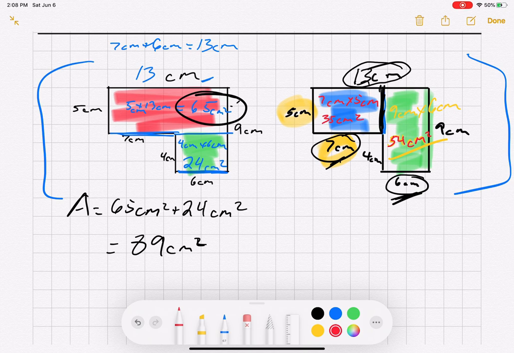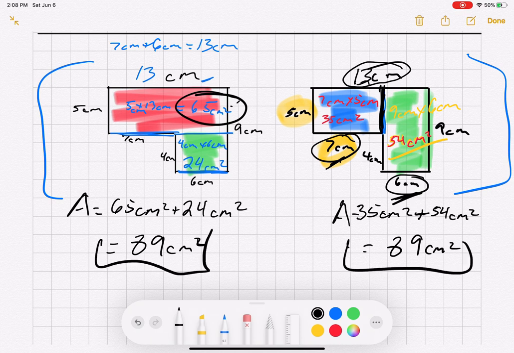35 centimeters squared. And now we're going to figure out the area, which is 35 centimeters squared plus 54 centimeters squared. I'm just going to add them together. Double check that. Yep. So the area of that one would be 89 centimeters squared, and they still remain the same. So it doesn't matter how you divide those rectangles.